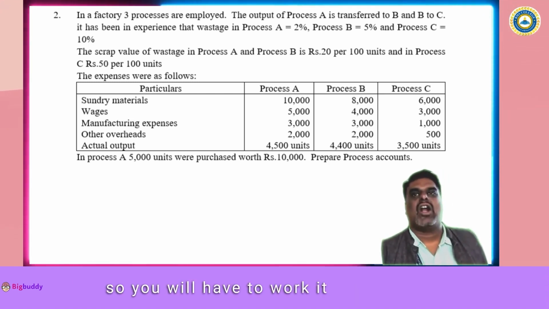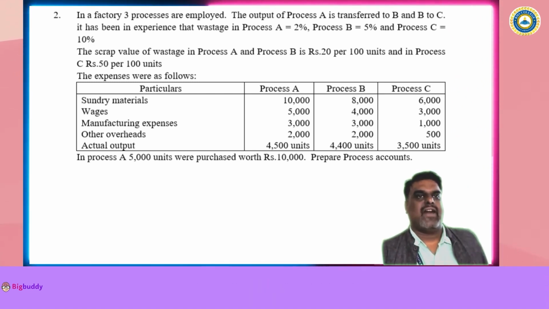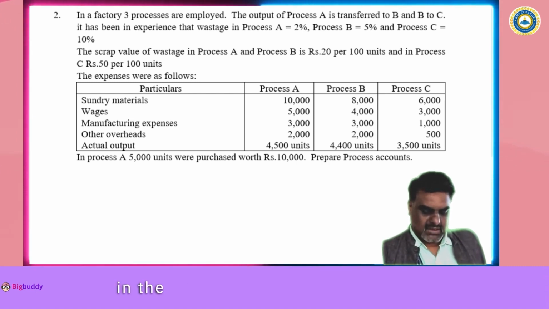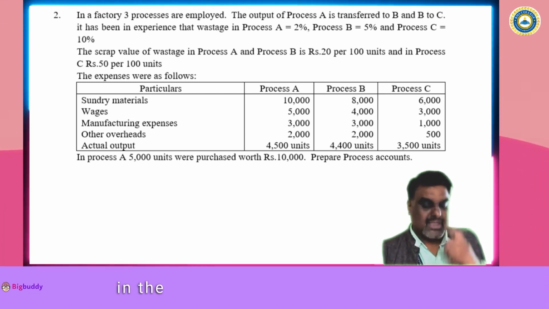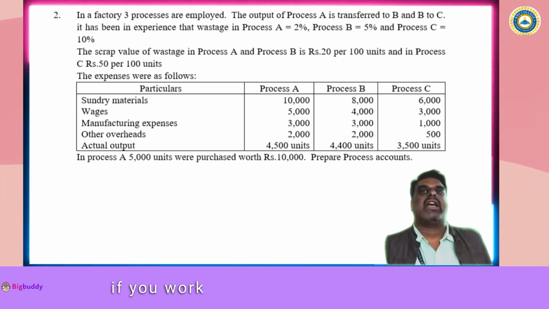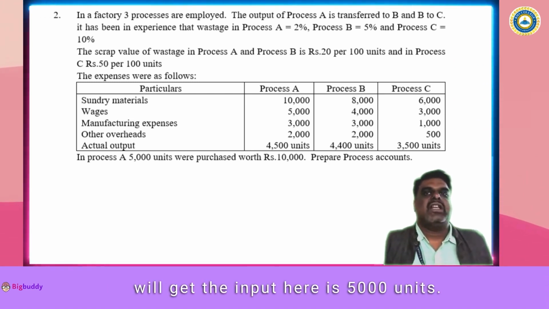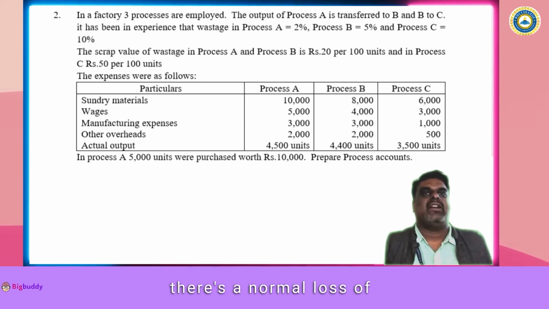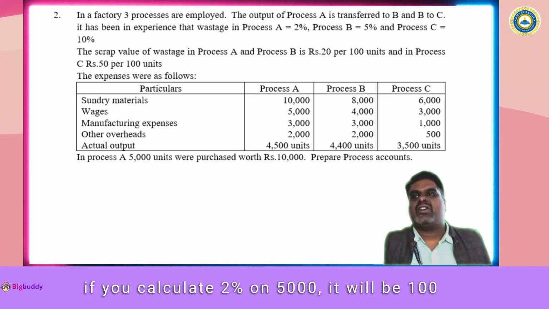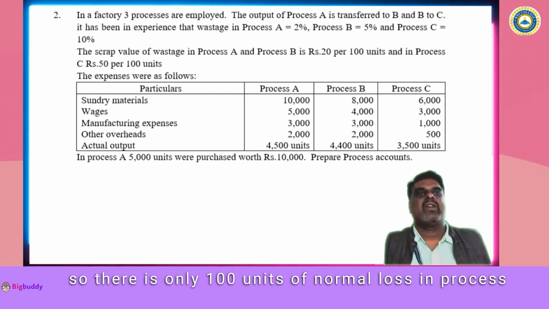So you will have to work it out accordingly. How will you work out? Find out the scrap. In the first process, check how much loss you will get. The input here is 5,000 units. There's a normal loss of 2%. If you calculate 2% on 5,000, it will be 100 units. So there is only 100 units of normal loss in process A.